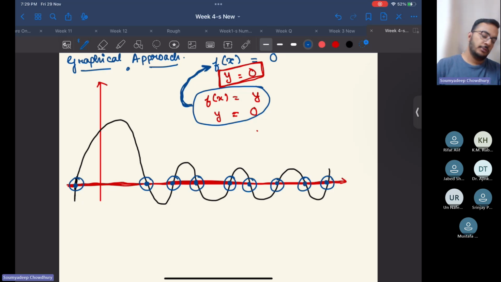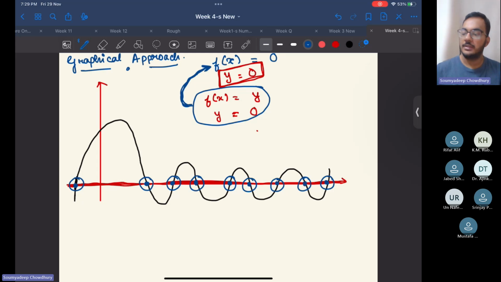Okay, fine. So this is basically the idea behind the graphical approach. What we do in the graphical approach is we plot that equation, and then we manually find out the intersection points of that plot with the x-axis. Then we approach the solutions.